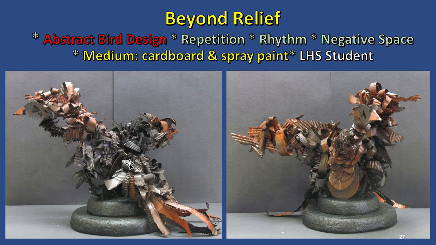This was a student who did a piece of a phoenix, abstract, tore apart newspaper, painted it so it had a burnt look to it. Composed of many pieces of paper on there. It has rhythm and movement, negative space. The medium is cardboard and spray paint. And it's an abstract bird design.